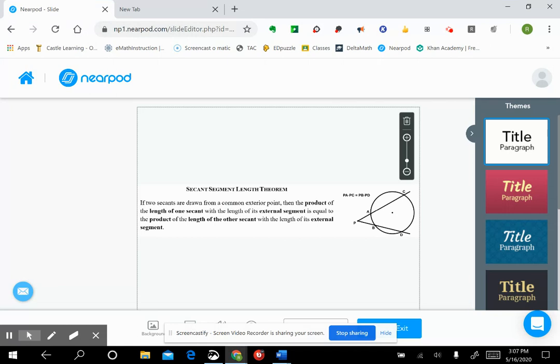According to the secant segment length theorem, if two secants are drawn from a common external point, then the product of the length of one secant with the length of its external segment is equal to the product of the length of the other secant with the length of its external segment.